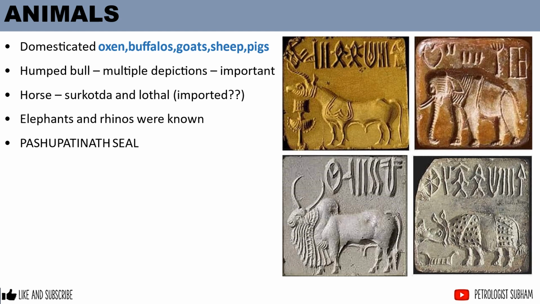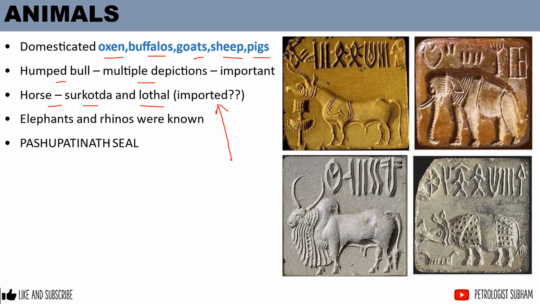The people of the Indus Valley civilization domesticated animals like oxen, buffaloes, goats, sheep, pigs. There was evidence of the humped bull from multiple directions as well. Evidence of the horse at Surkotada and Lothal was not known until it was found in this region. Means basically it gives the idea of what? That the horses were not endemic to this region, they were brought from outside countries or they were imported.